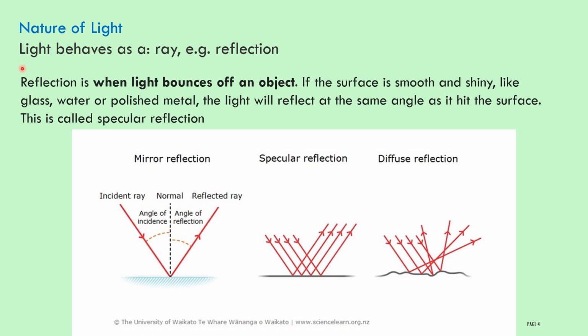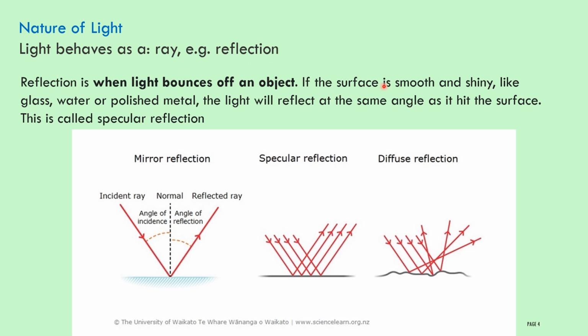Nature of light. Light behaves as a ray, for example, reflection. Let us discuss in detail here. Reflection is when light bounces off an object. When light rays fall on any object, they get reflected, otherwise they get bounced back. This we call reflection.